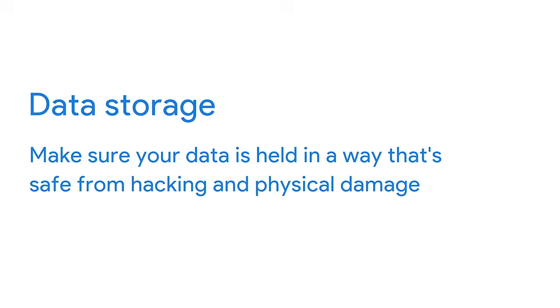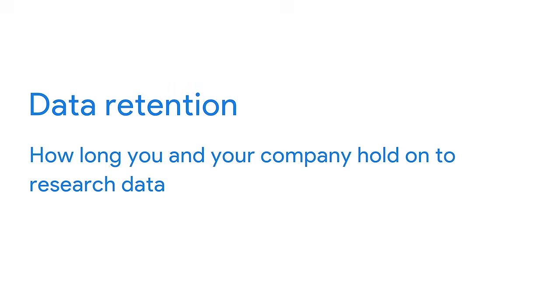An audit is a review from an outside party to inspect and verify that research involving people is ethical and follows the study protocol. The second concern is data storage. This is about making sure that your data is held in a way that's safe from hacking and safe from physical damage. The third concern is data retention.